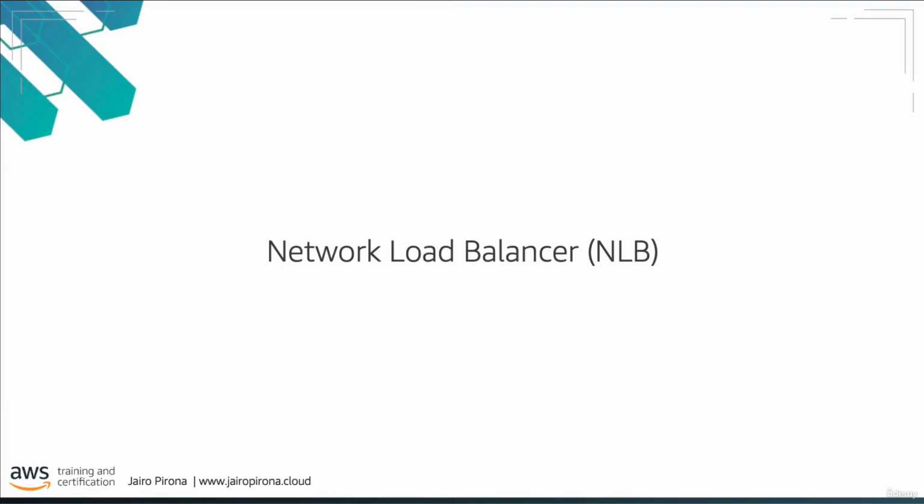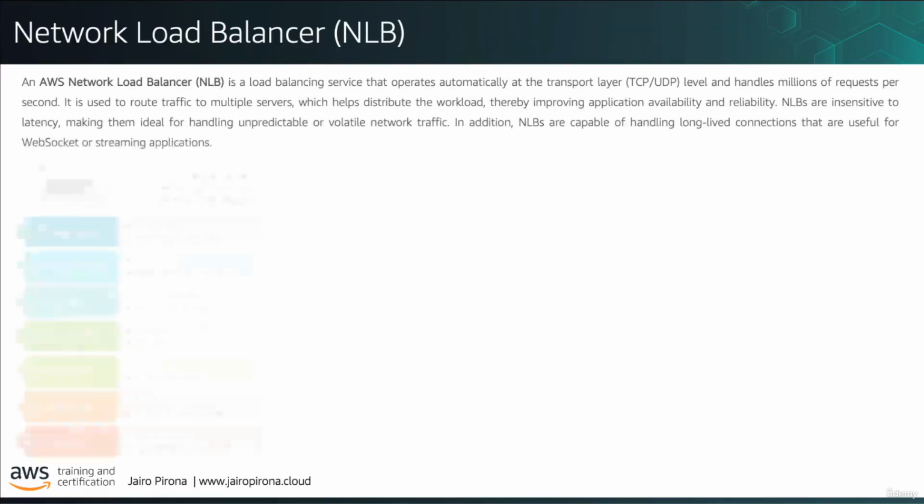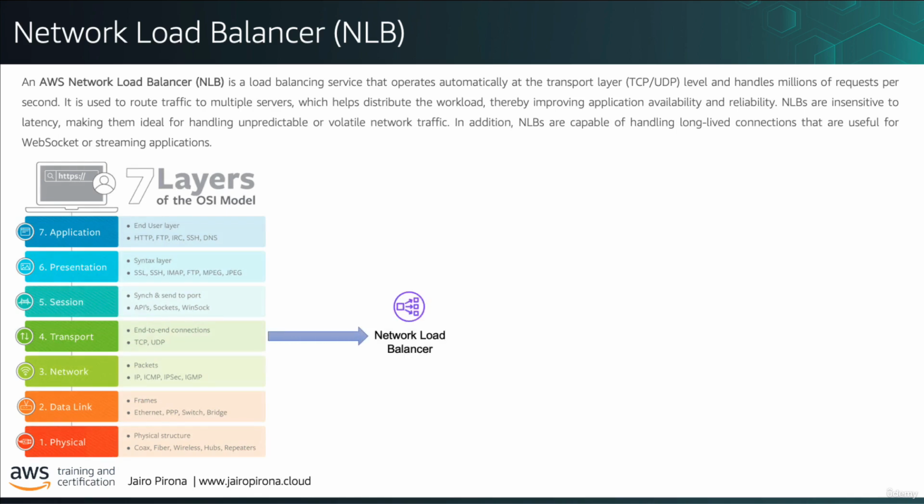Let's talk about network load balancers, or NLBs. A network load balancer balances TCP, UDP, and TLS traffic. An NLB works at the fourth layer of the OSI, which is the transport layer. Protocols such as TCP and UDP operate at the fourth layer of the OSI. Therefore, the network load balancer can forward traffic using these protocols.